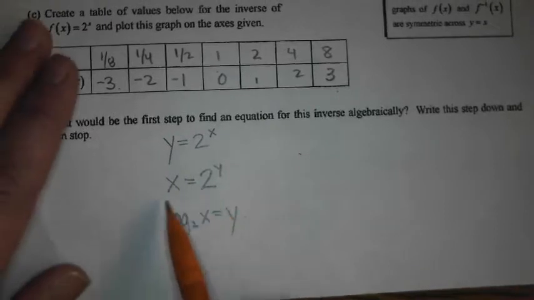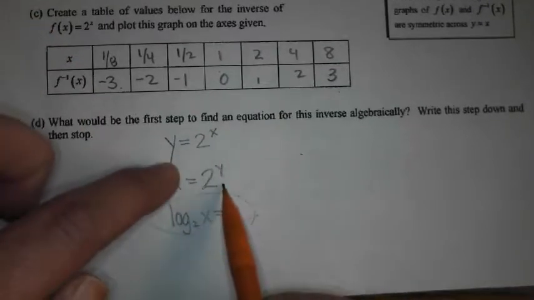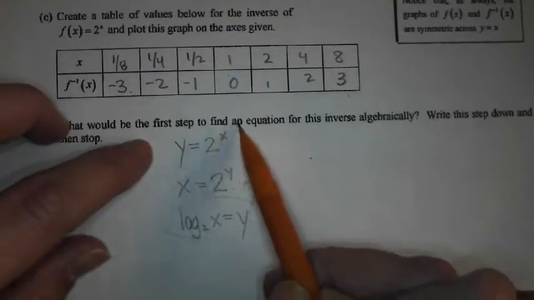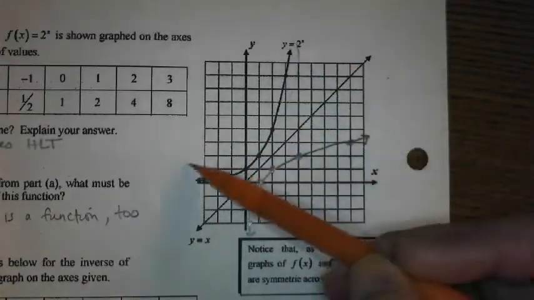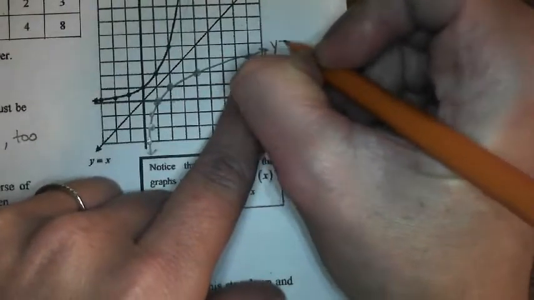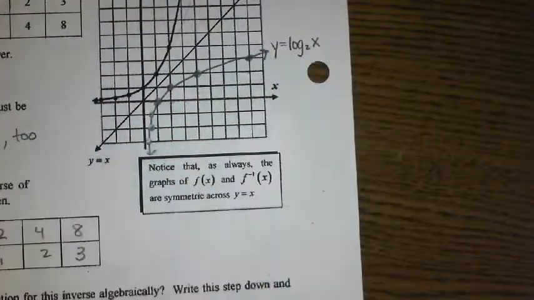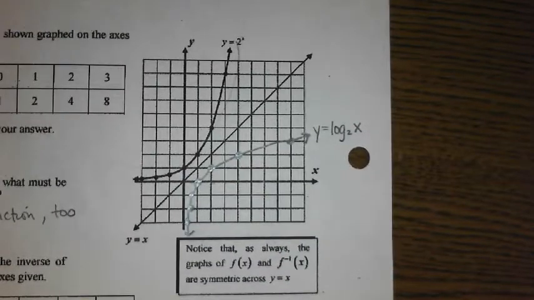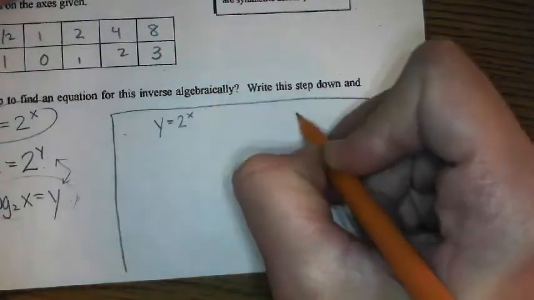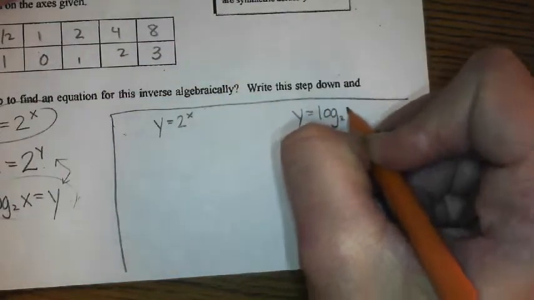You can definitely see it better if you look at the log and think backwards, right? But this and this are the same thing. So the inverse of y equals 2 to the x is this graph, which is y equals log base 2 of x. Any questions so far? So let's talk parent graphs. Y equals 2 to the x versus y equals log base 2 of x.